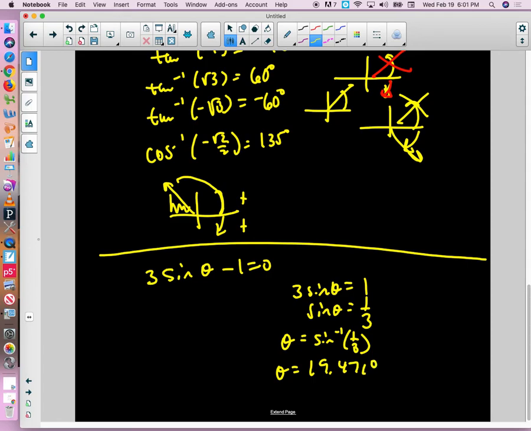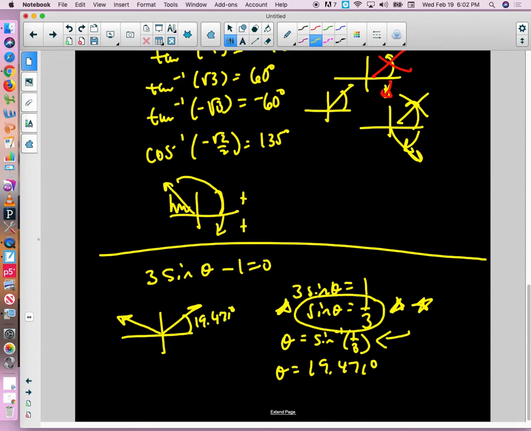Okay, so what happened was I ran into something I didn't know, and I'm really actually trying to solve this question. That's a star. Trying to solve that question, but I had to use this key on my calculator. And all it did was look in the first quadrant and spit out an answer because it was positive. But it's my job to also pick up this answer. So this is a 19.471 degree angle.